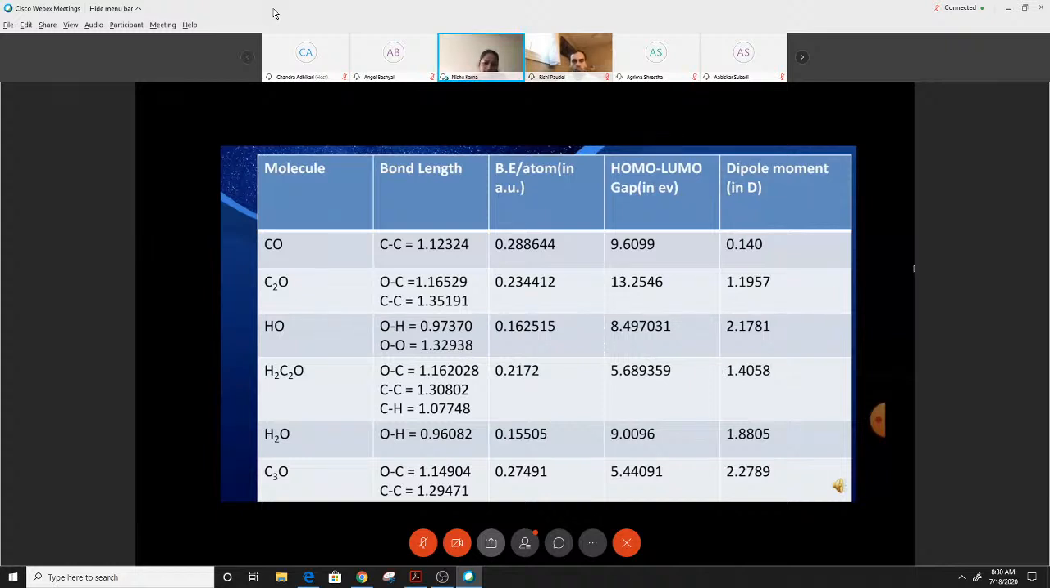I have taken 10 molecules, and their properties: bond length, binding energy per atom, HOMO-LUMO gap, and dipole moment are calculated using Gaussian 09. HOMO-LUMO plays a vital role in predicting electrical and optical properties. A higher gap energy indicates more stability of molecules, and vice versa.